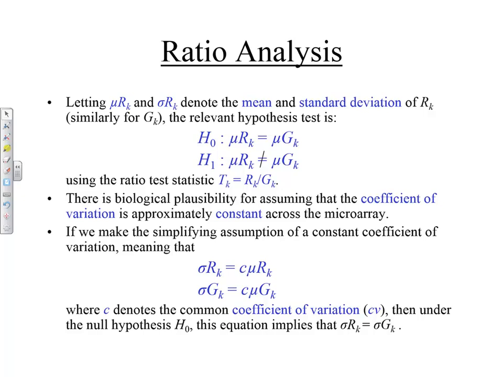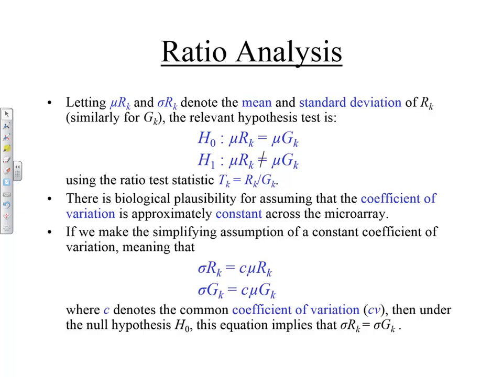And that's discussed in that paper that I'm going to refer you to. So there is biological plausibility for assuming that the coefficient of variation is approximately constant across the microarray. The coefficient of variation is the ratio of the standard deviation to the mean. So in the paper that we are discussing, they provided some biological justification why you would assume that for each red sample the ratio of the standard deviation to the mean is a constant, okay? That is constant across red and green, across all the spots on the microarray.